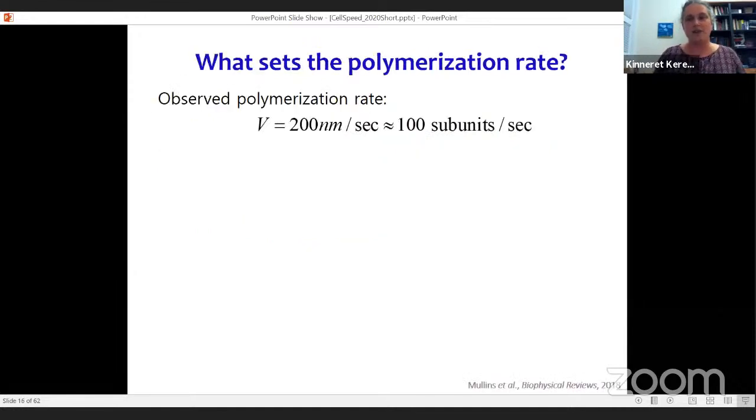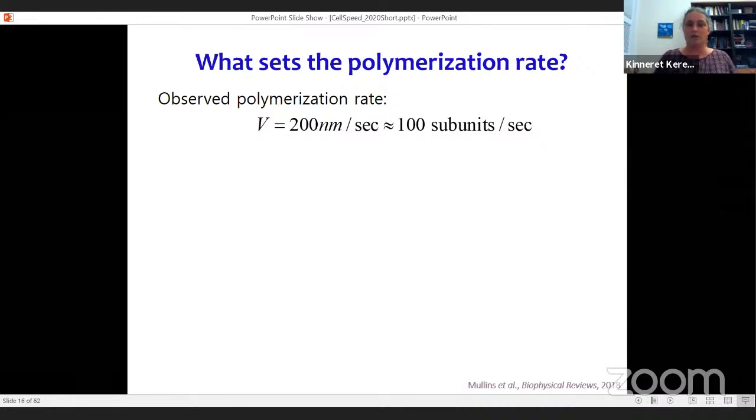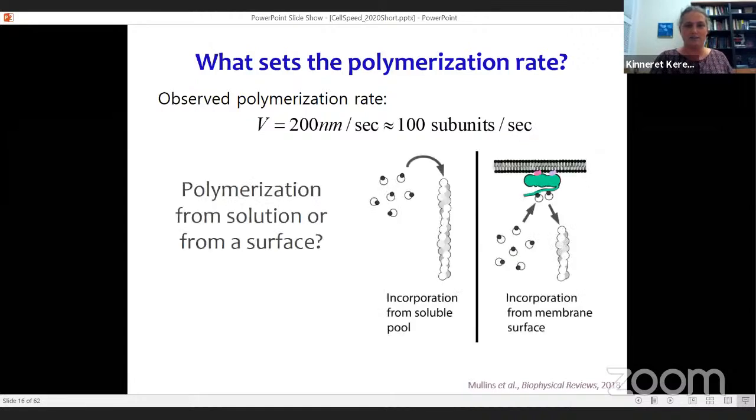So going back to this question of what sets cell speed. I told you polymerization rate is what determines cell speed. We have observations that tell us that the cell is moving at about 200 nanometers per second, which translates to about 100 subunits per filament per second. Now, what determines this rate?